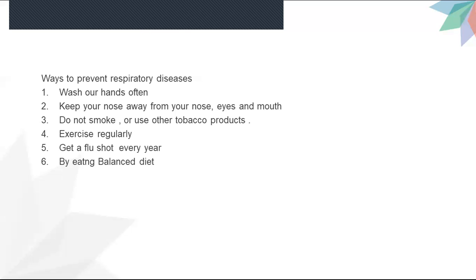Then the fourth preventive measure is to exercise regularly. That means exercise will make you strong, strengthen your immunity, and protect you from diseases. So we need to exercise regularly. That is one of the preventive measures for respiratory diseases. Then get a flu shot every year. That means we need to take vaccination every year for protection from different kinds of diseases.